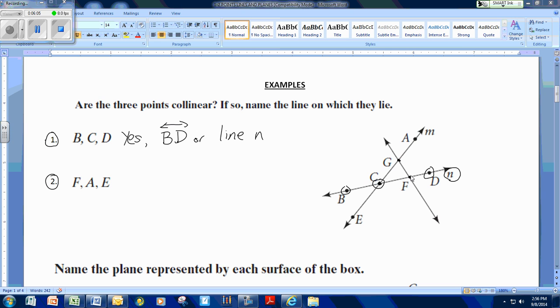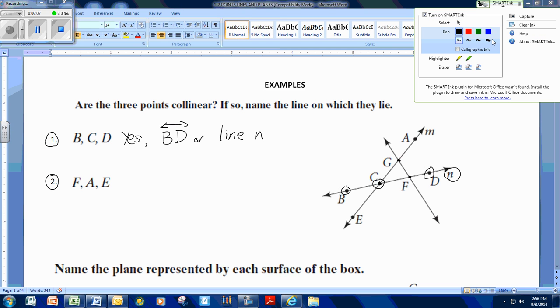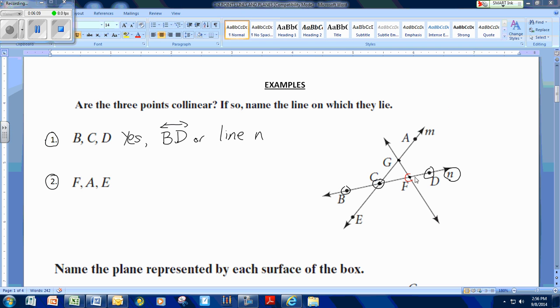FAE. Here's point F. Here's point A. Here's point E. Now, A and E are collinear because they're on the same line. And technically, A and F are also collinear. Even though there's not a line going through there, through 2 points, there's always one line going through 2 points. So all 3 of these together are not collinear.